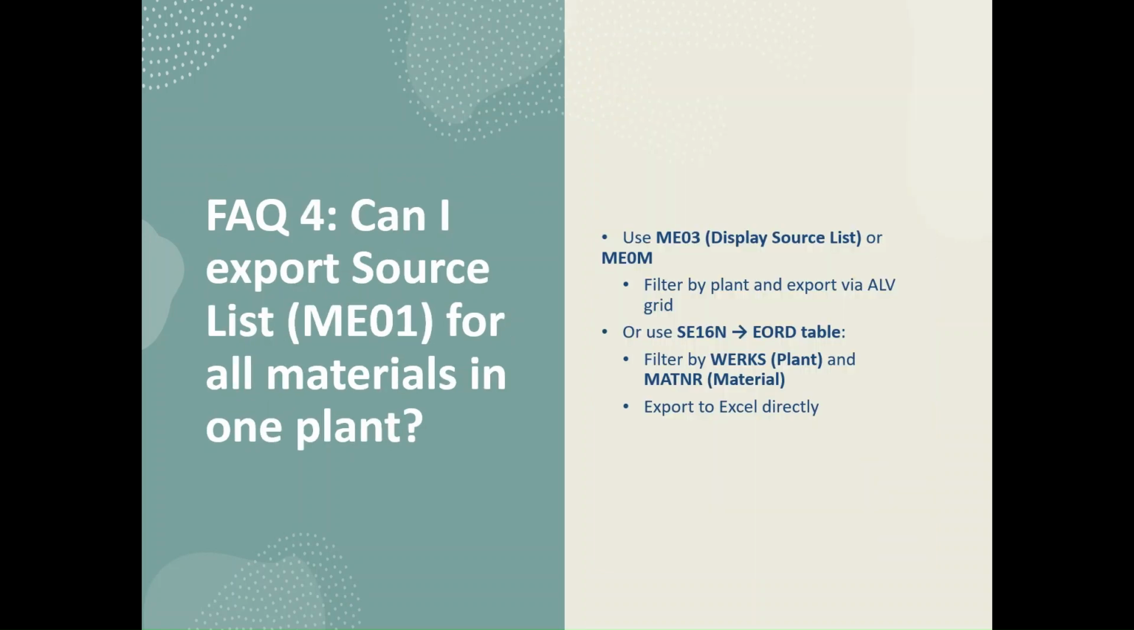Then the fourth question is, how can you export the source list for all materials in one plant? You can use ME03 transaction, display source list, or ME0M. Then you have to filter by plant and export via ALV grid report, or you can use SC16N or the EORD table, whichever module of SAP you are using. Then you can filter by plant and material and export that data directly to Excel format.